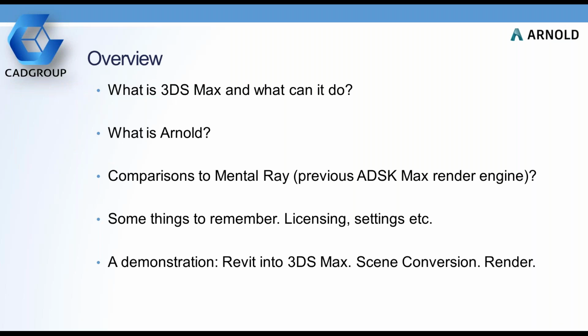Okay, so what is 3ds Max and what can it do? Why would I want to start using it over something like Revit, for example, or whatever else you're using? What is Arnold? Why is it called Arnold? Can't answer that one, sorry. Let's compare it to the outgoing rendering engine, which was called Mental Ray. That was the one used pretty much across all of the Autodesk rendering products, including Revit. In fact, it had a very simplified version of Mental Ray in it.